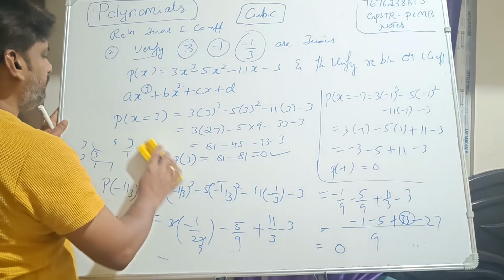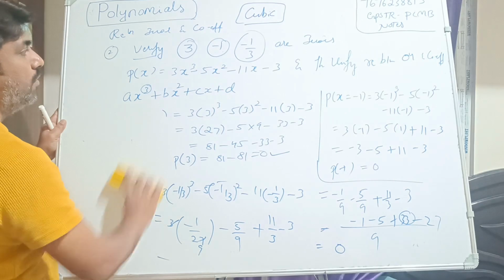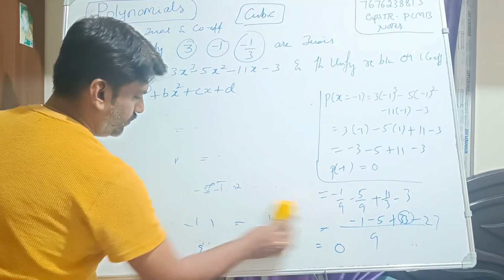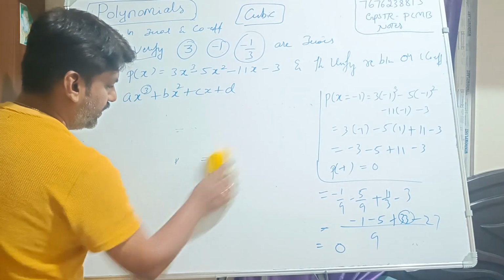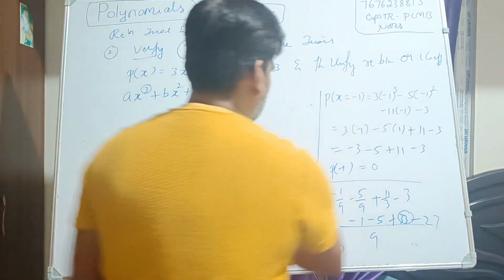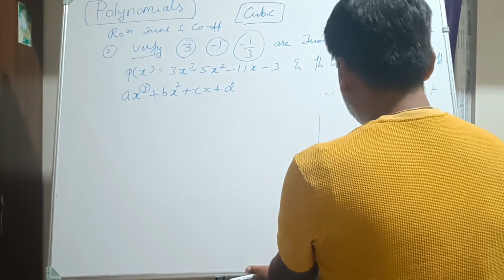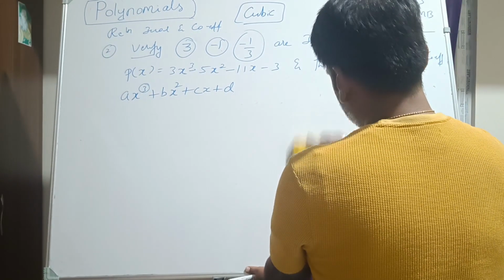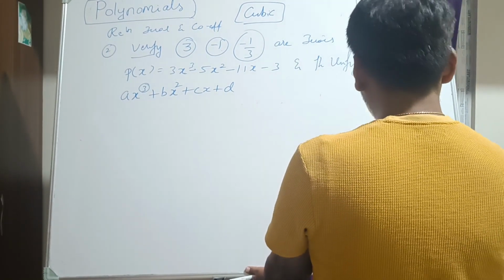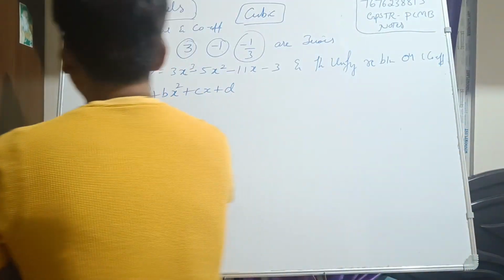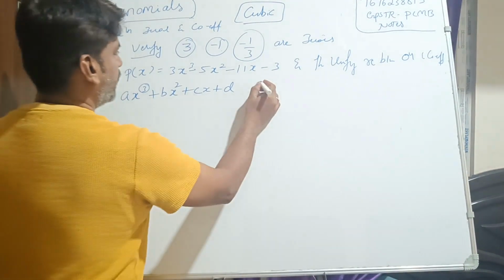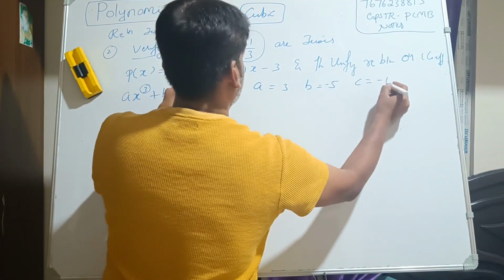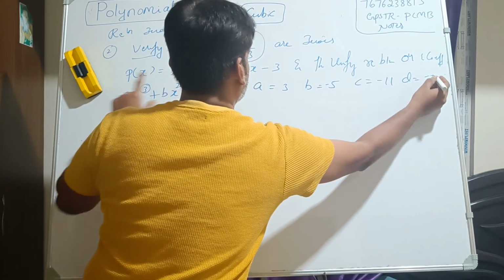So what is the second step? The second step is you should verify the relationship between zeros and coefficients. It is something different compared to a quadratic, which has 2 powers. We will be having 3 powers here, so that you will get one extra quantity. That is, we should take 2 at a time. Before that, I will write the value of A, 3, B value minus 5, C value minus 11, D value minus 3. Right?